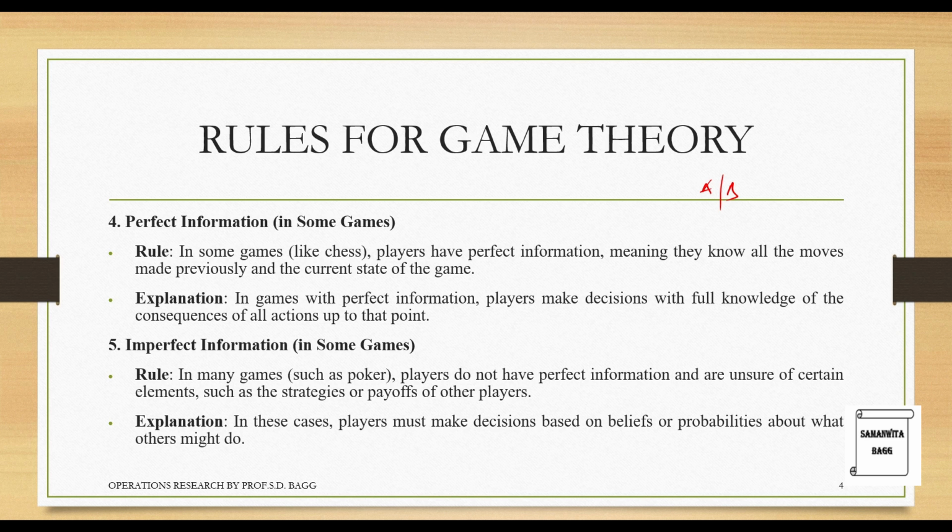The next one is imperfect information. In many games, such as poker, players do not have perfect information and are unsure of certain elements such as the strategies or payoffs of other players. So like in chess, they know what is going to happen. In poker, really no one knows. It is a completely unexpected thing that turns up. In these cases, players must make decisions based on beliefs or probabilities about what others might do. So you are just trying to understand what the other player is going to do, and accordingly you make your moves and wait for the result. Here the strategies of the other player will be affecting your game, and it is not only about your game alone or the strategies that you have made.